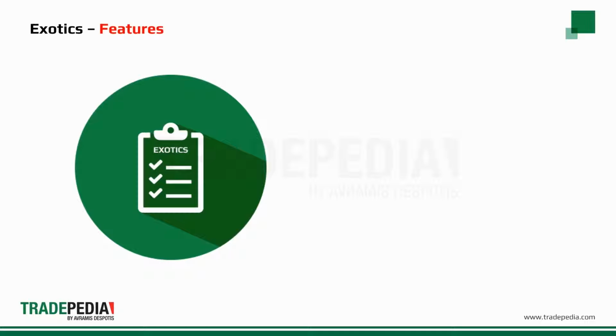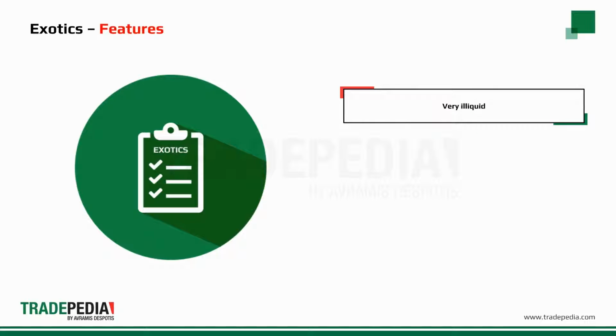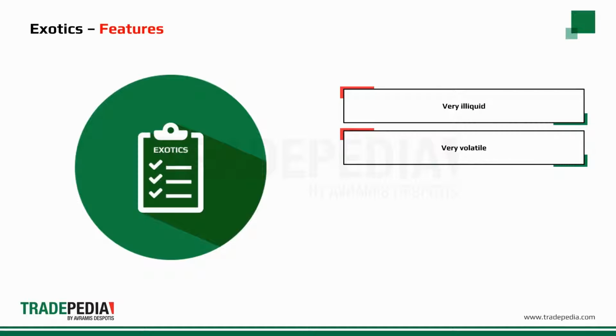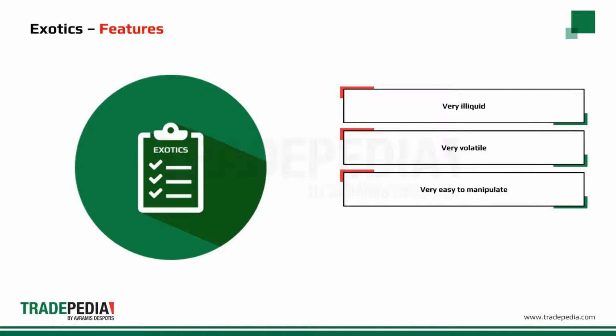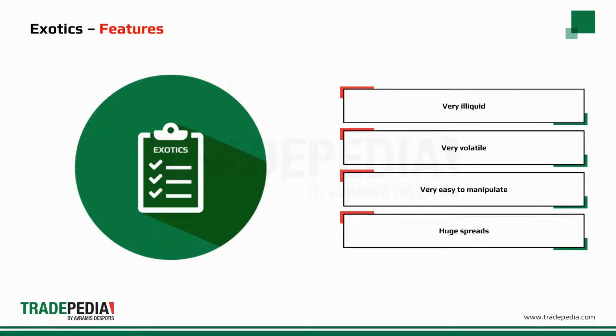The exotic pairs are not traded as often as the majors or crosses, so the cost of trading them can be high, and they have the following features. They are very illiquid. They are very volatile pairs because of their sensitivity to sudden political and financial developments. They are susceptible to manipulation due to very low volumes. They have very high transaction costs. Only very experienced Forex traders are advised to trade exotics.